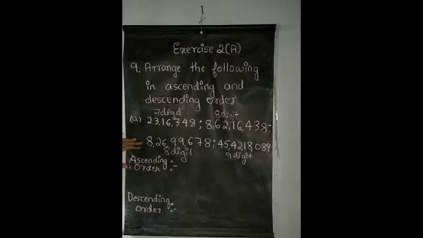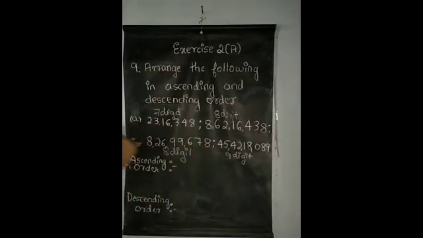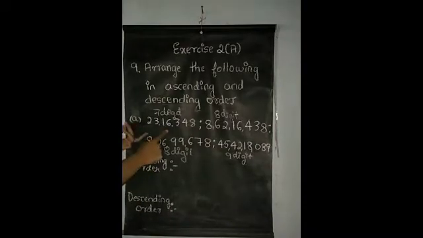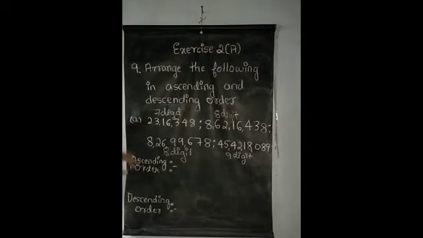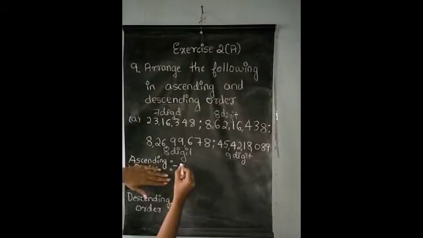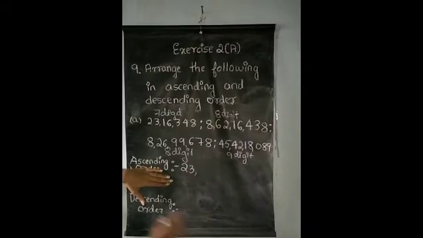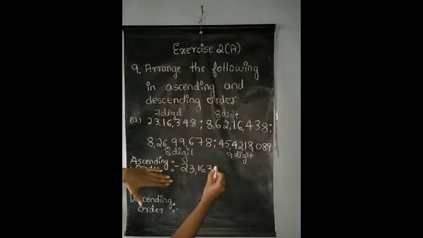Now we have to find out among these which number is the smallest number. Here 7 digit number is the smallest number. So we have to write 23 lakh 16,348.